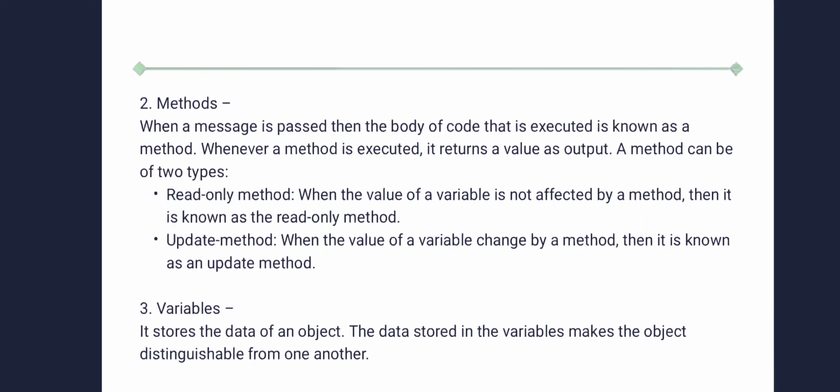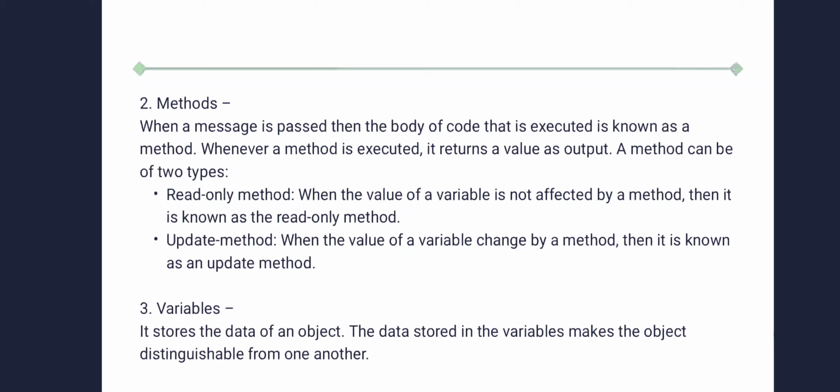The second is method. Method is passed, then the body of the code that is executed is known as method. Means whatever program you are running, the body of that code that is executed is known as a method. There are also two types, that is read only method and update method. Read only method means whatever variable you are running or whatever code you are running, there must be a variable. If there are no changes after doing some action on it, it is known as read only. And update method means the changes are done in the method, is known as update method.